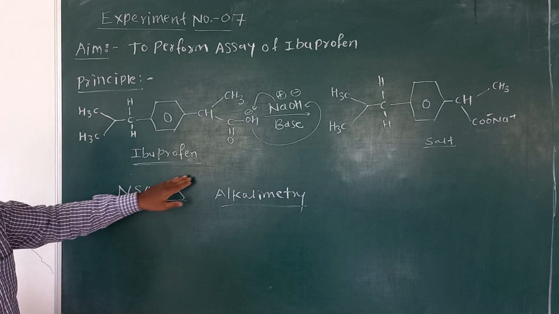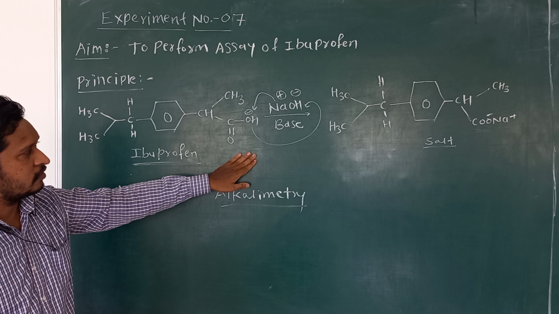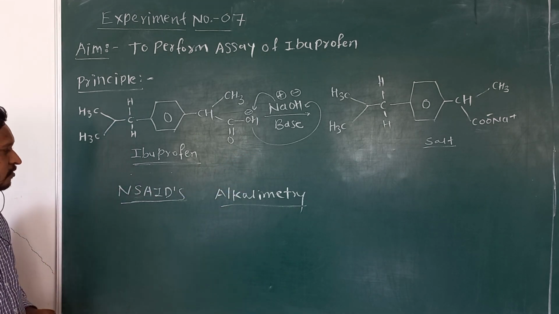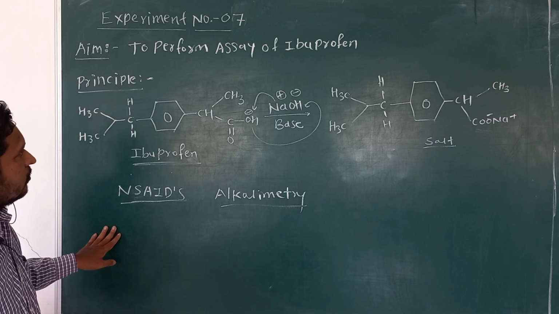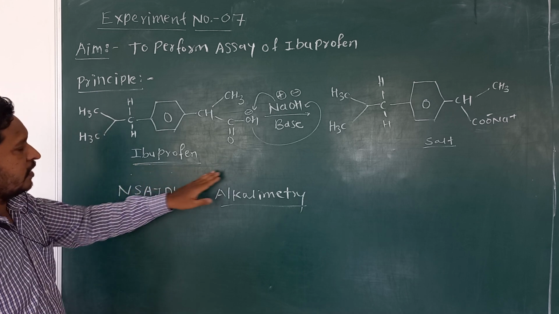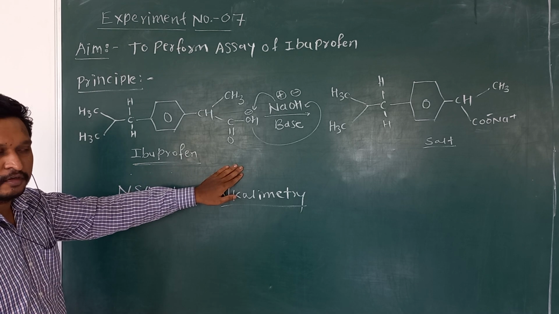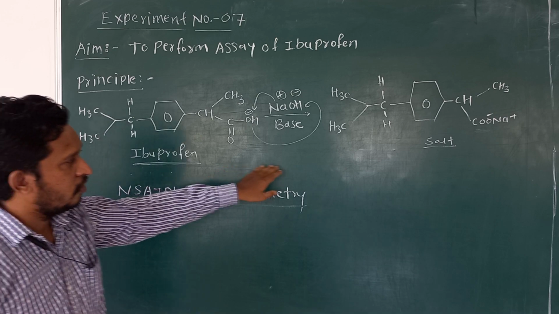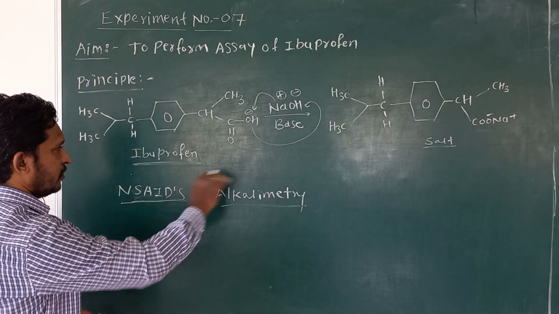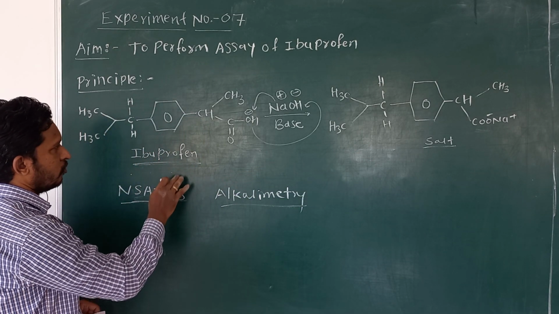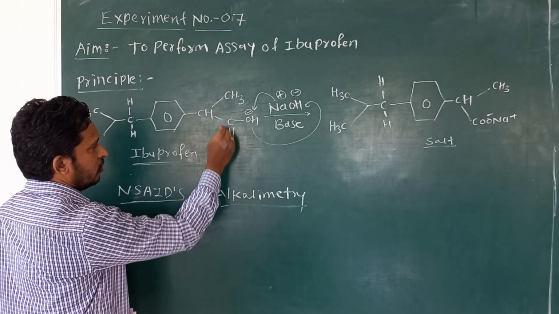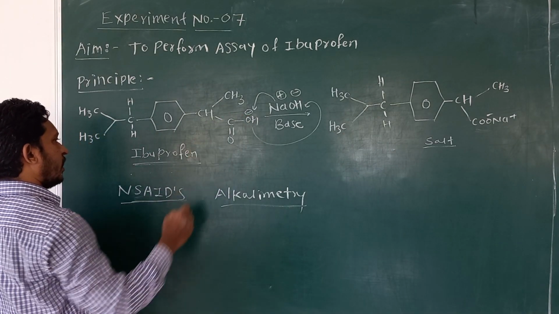Okay, and we are using the standard base, that is the sodium hydroxide solution. So this is about the principle of the assay of ibuprofen. When ibuprofen is reacted with NaOH in the presence of phenolphthalein as an indicator, we get the salt of this acid-base reaction. First of all, you can see this carbon-oxygen double bond, and here an OH group is present. So this whole group is the carboxylic group, or acidic group.